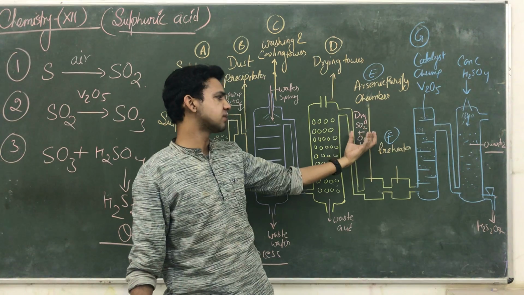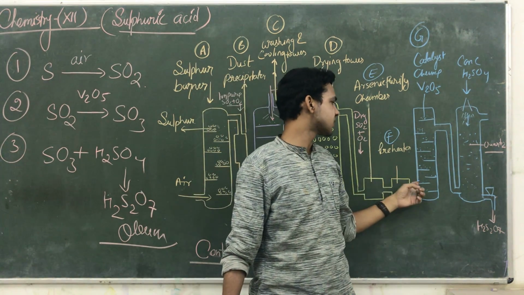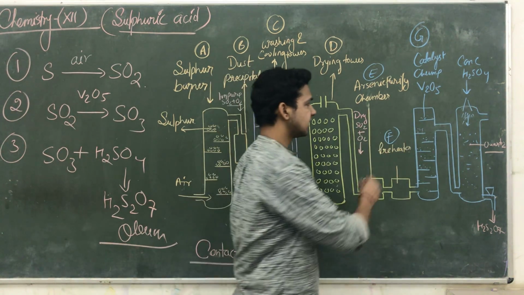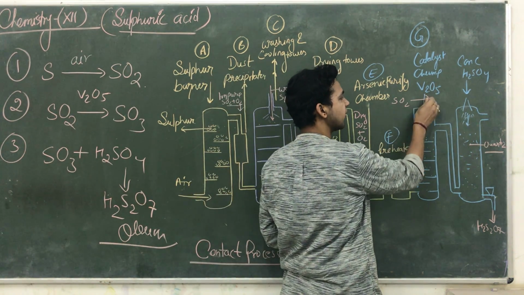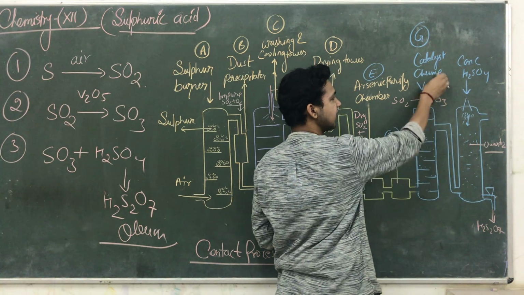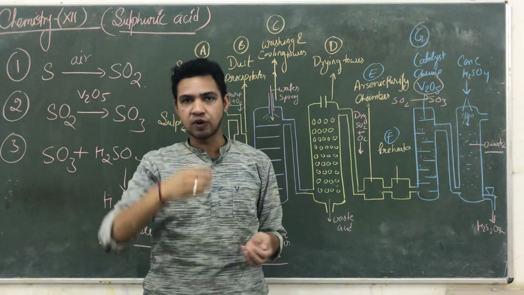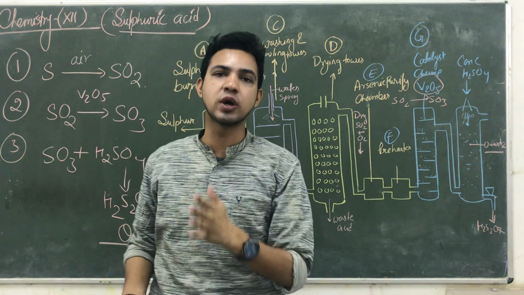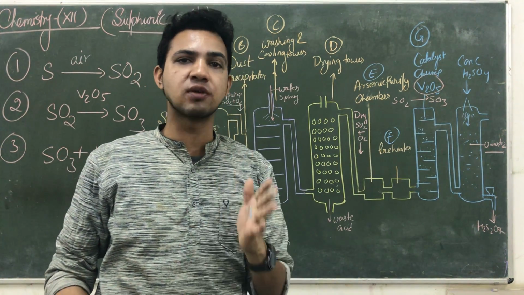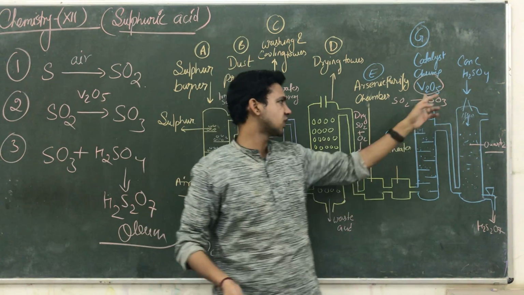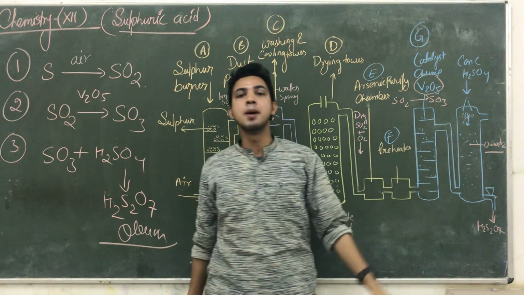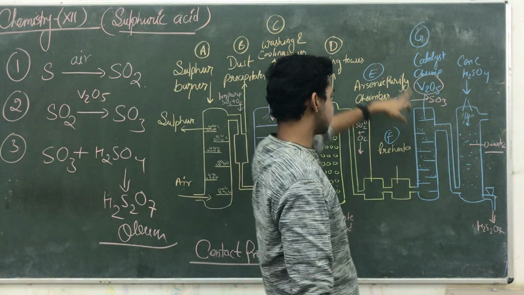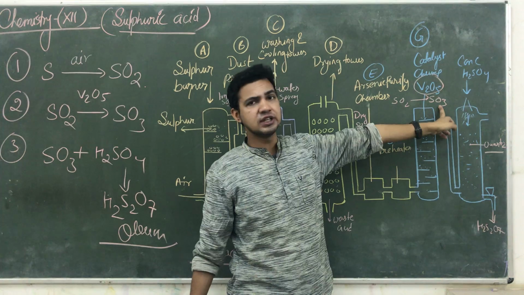Again we are going to heat up the sulfur dioxide. The sulfur dioxide is passing inside this chamber, where it is converted into sulfur trioxide in the presence of V2O5. This is an MCQ based question: which catalyst is used to convert sulfur dioxide to sulfur trioxide? Generally we use divanadium pentaoxide, or we say vanadium pentaoxide. So in this chamber the dioxide is converted into the trioxide.